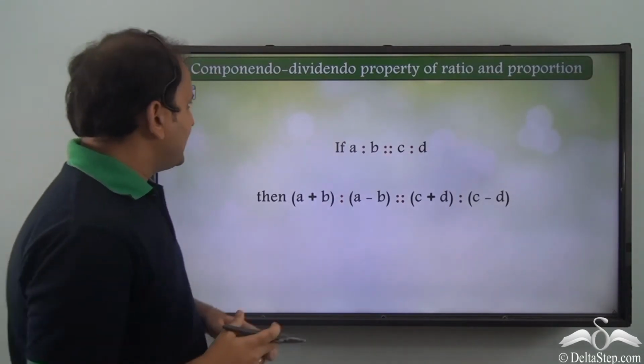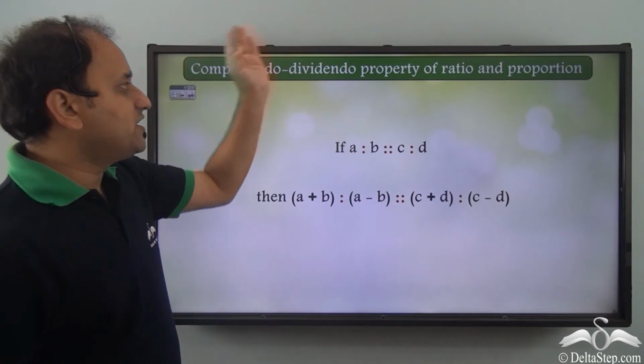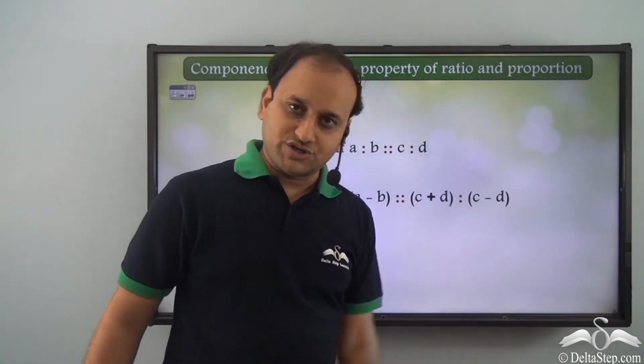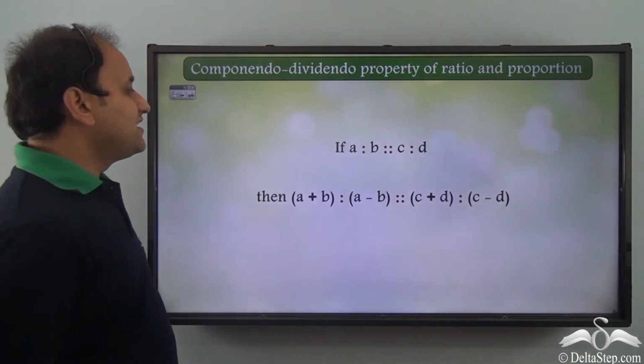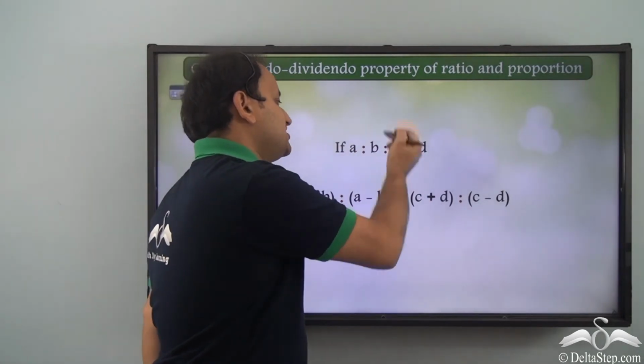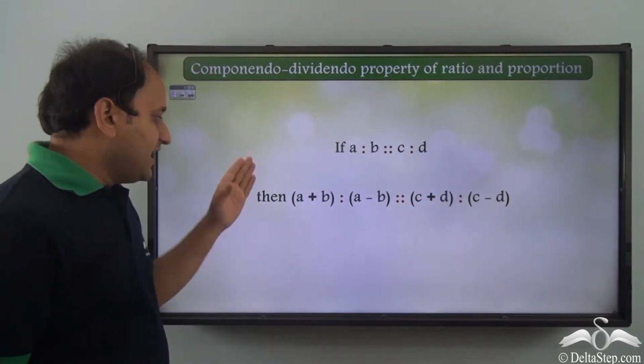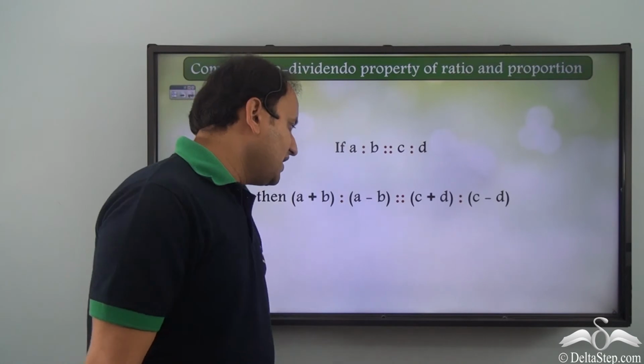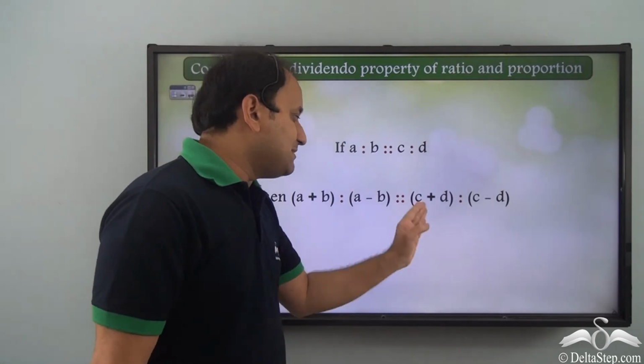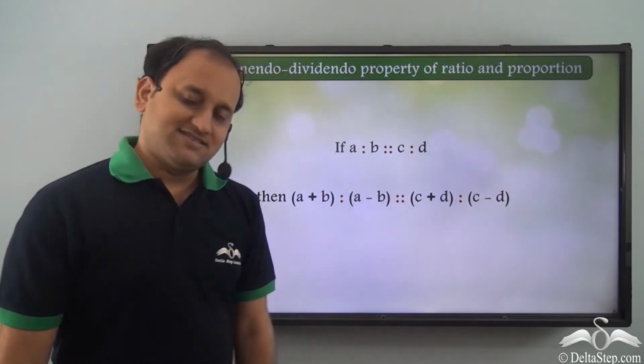So what did we learn today? We learnt about componendo dividendo property of ratio and proportion. And it states that if A is to B is proportional to C is to D, then A plus B is to A minus B is proportional to C plus D is to C minus D.